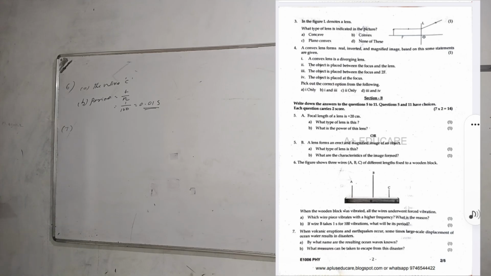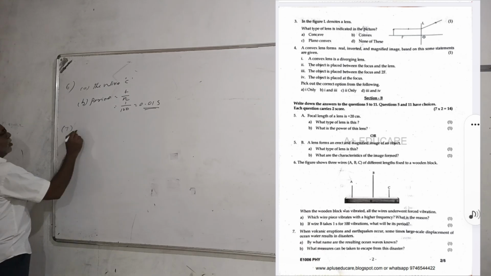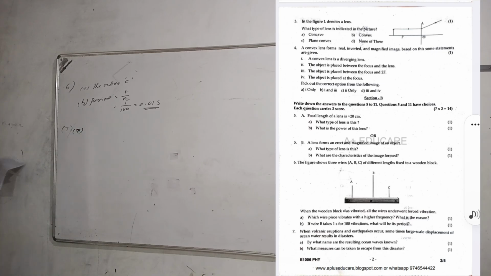When volcanic eruptions or earthquakes occur, sometimes large-scale displacement of ocean water results in disasters. By what name are the resulting ocean waves known? So that answer is tsunami. Question A, answer is tsunami.